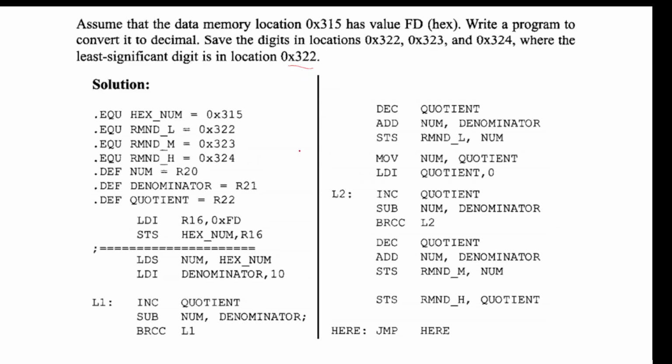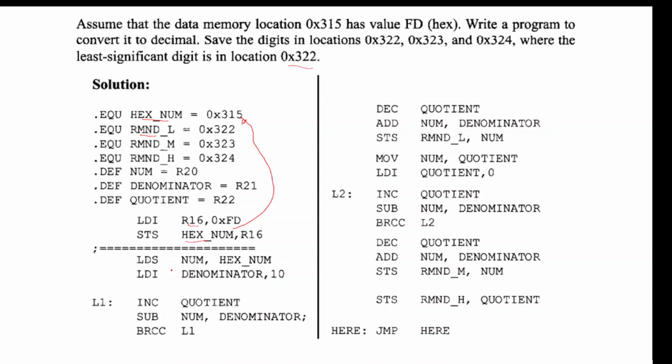So first, we have to declare the location 0x315 as hex num, and the least significant digit, RAM and L, is 0x322. The middle part is location 0x323, and the most significant digit is 0x324. And we will be defining the numerator as R20 and the denominator as R21. And the quotient will be defined by register 22. And then we load the value of 0xFD in register 16 and store register 16 in hex num, or in the location 0x315.